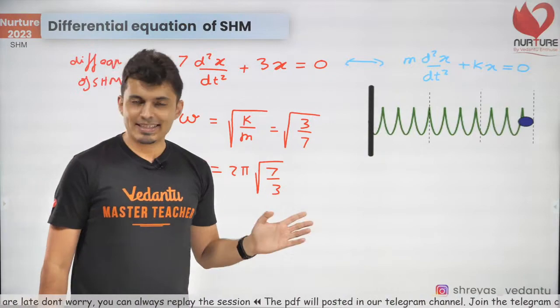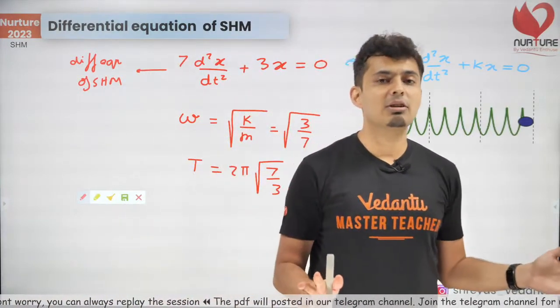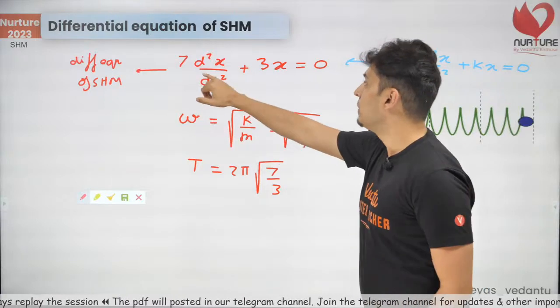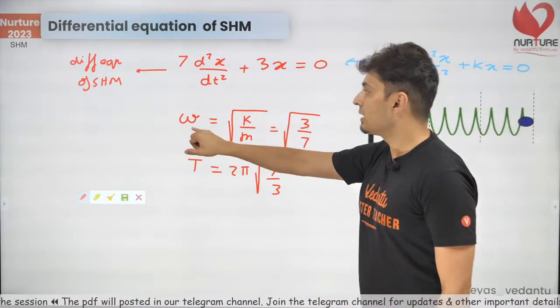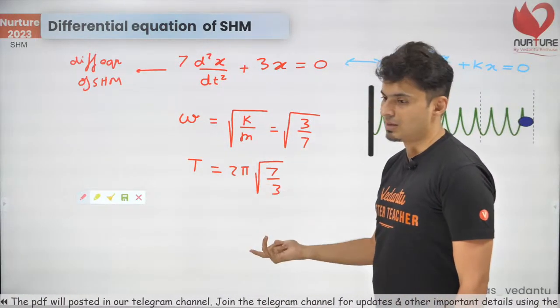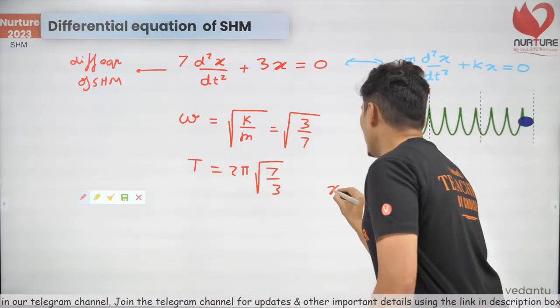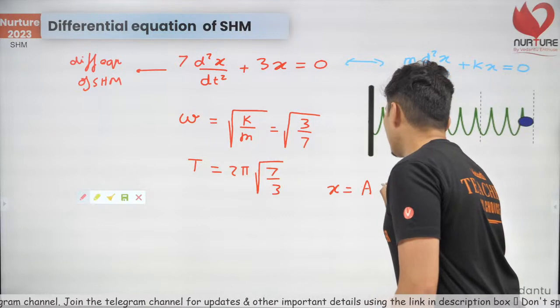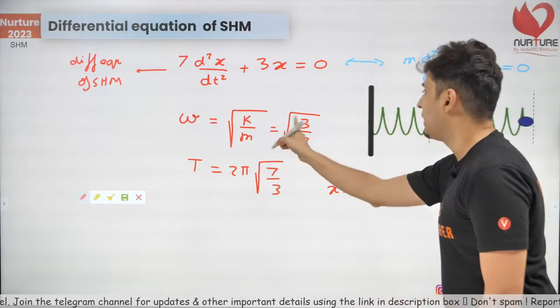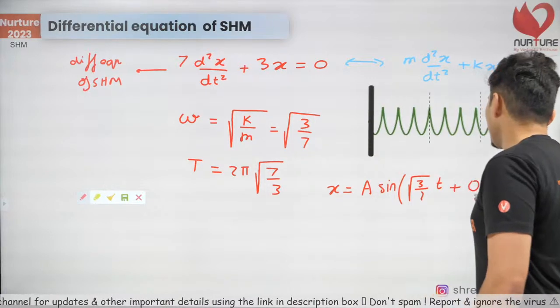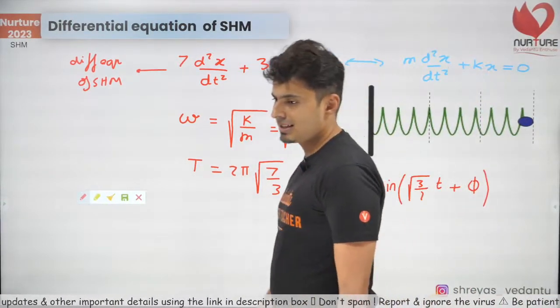Did you guys get it now? How differential equations work? If a differential equation is given to you, you automatically know just by comparison what is omega and what is time period and anything else that you want to know. So even if you want to find x, it will be some a sin(ωt + φ), where omega is root of 3 by 7. So that's the solution of this. As simple as that.